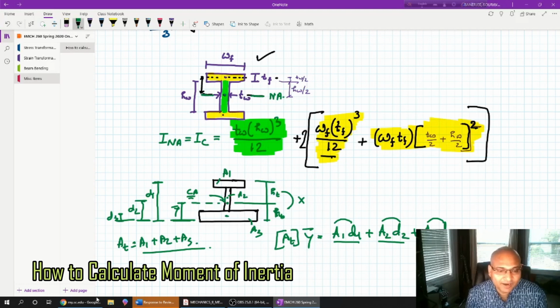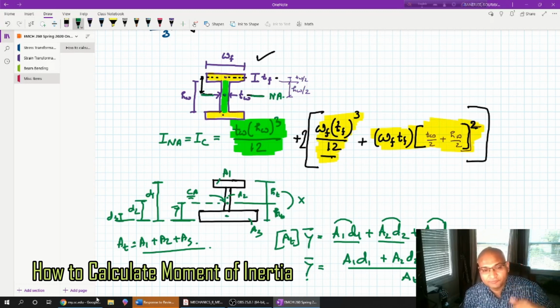Okay, so if you have calculated area multiplied by distance for the 3 composite areas, and try to find the centroid of the whole area, you can find y prime by dividing this AT by this equation, A1 D1 plus A2 D2 plus A3 D3, divided by AT. Then you can find the center of area very easily. Once you find the center of area, then you use the parallel axis theorem to transfer the moment of inertia of each section to that centroidal axis using the formula of moment of inertia with respect to the centroidal axis plus A into d square.